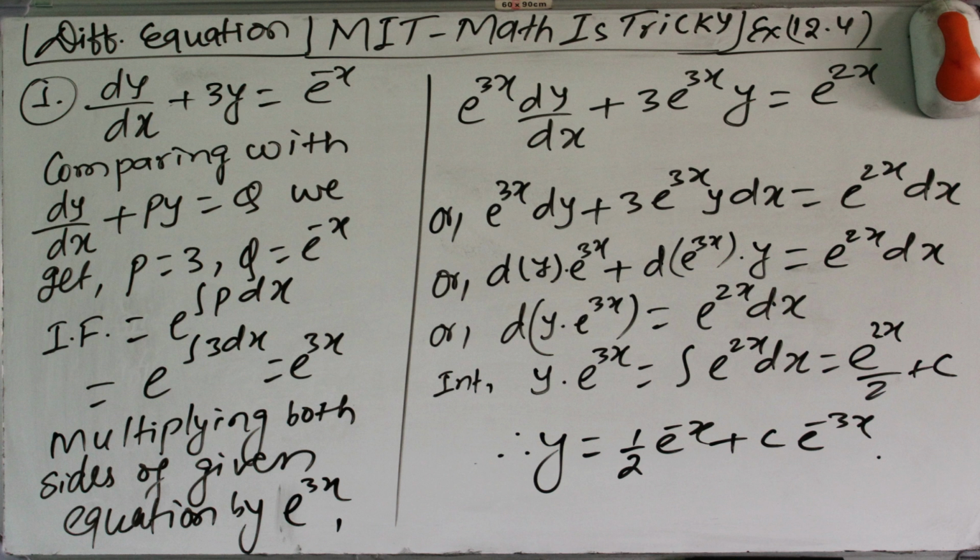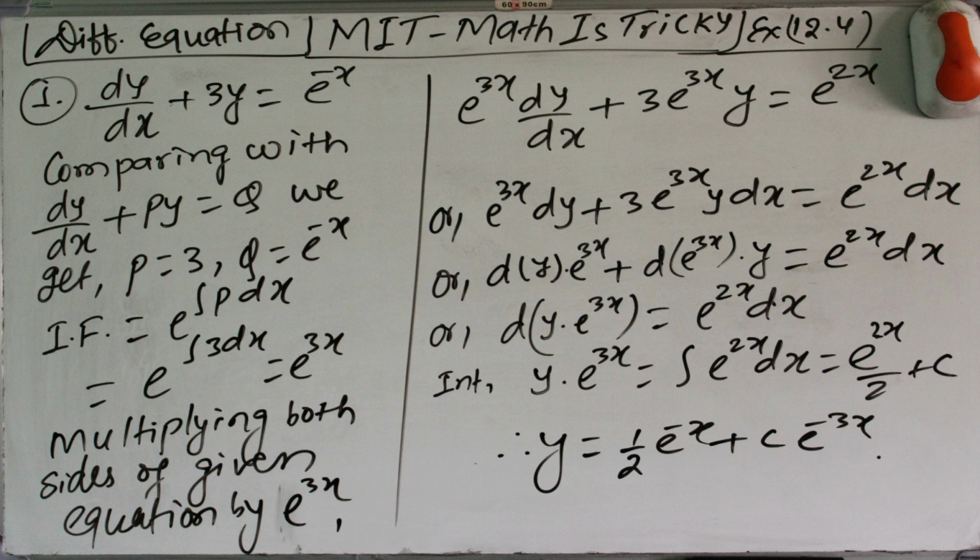It is given by e power integration p dx. So e power integration of 3 dx, and integration of 3 is 3x. Now let's multiply both sides of the given equation by e power 3x, that is by the integrating factor, so that we get e power 3x into dy by dx plus 3 e power 3x y equals e to the power 2x, because e to the power 3x into e power minus x means e power 3x minus x, which is e power 2x.